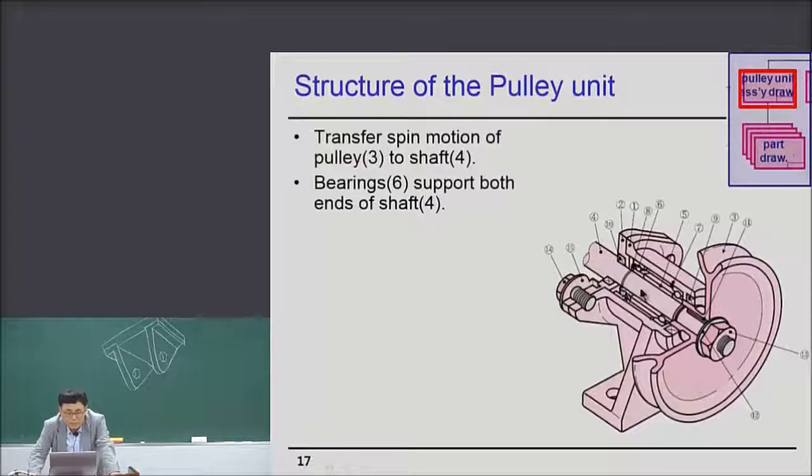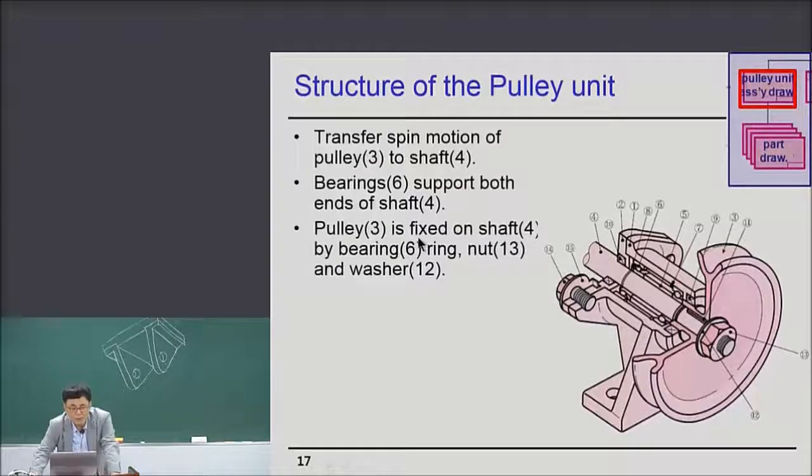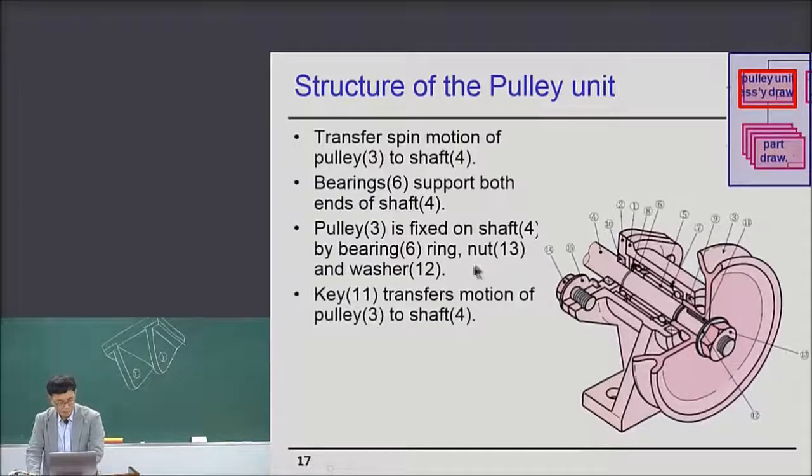Since the shaft is supported by 2 bearings, 6 is attached to the bearing. So 2 bearings support both ends of the shaft. Now, the pulley and shaft are joined by using this nut and washer. Pulley 3 is fixed on the shaft by the bearing ring, nut, and washer.